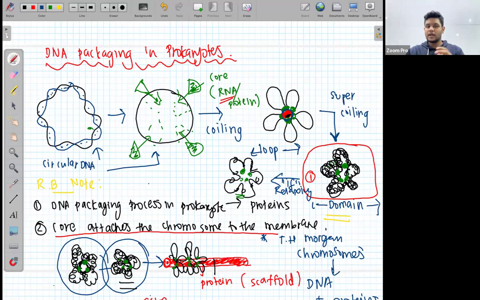Eukaryotic DNA packaging involves certain proteins, especially histone proteins. Chromatin fibers mean a DNA and protein complex. T.H. Morgan said that chromosomes are made up of DNA and proteins, and chromatin fibers are also made up of DNA and proteins, because we know from Unit 2 that chromatin fibers condense to form chromosomes. Eukaryotic DNA packaging takes place in four levels, in the nucleus.